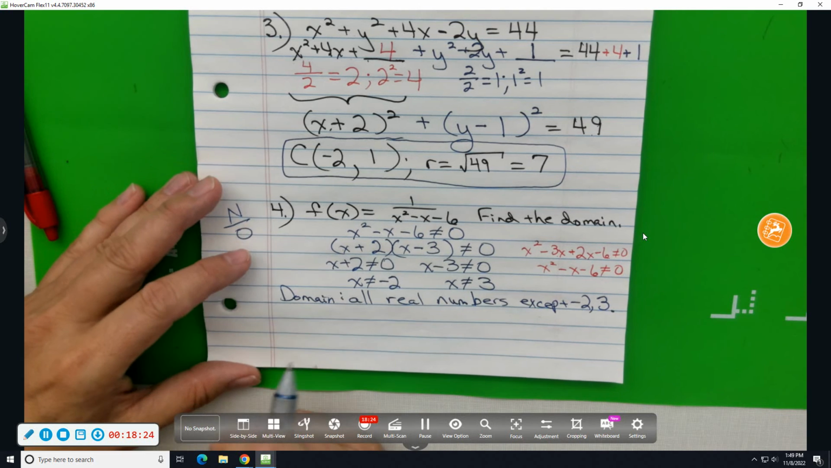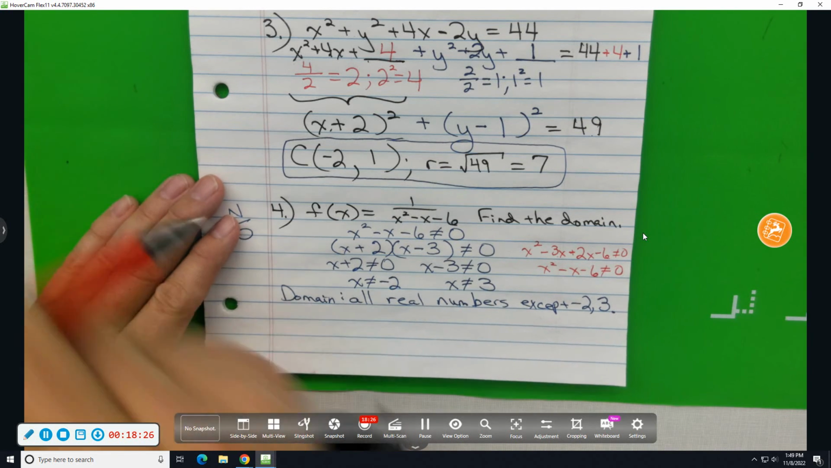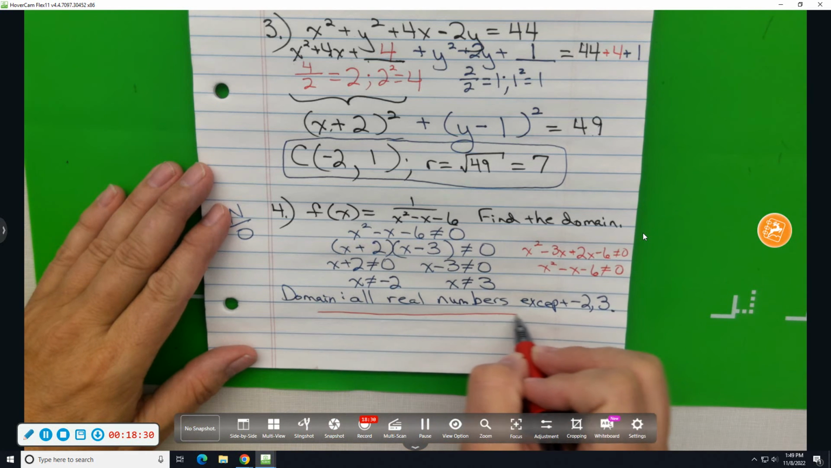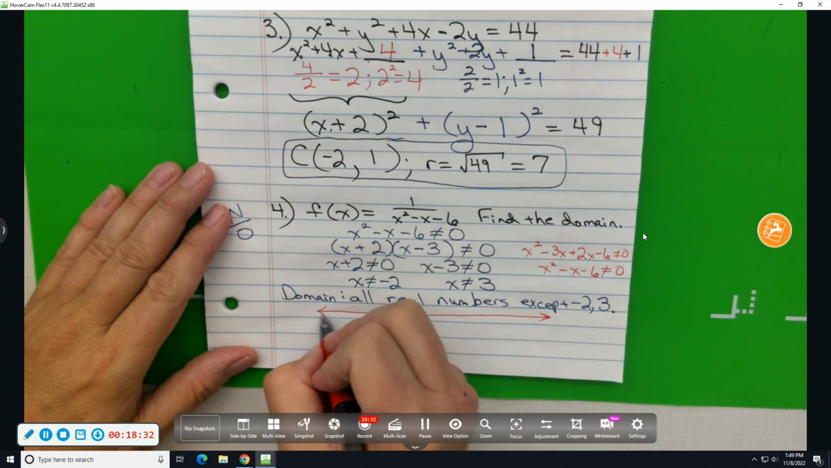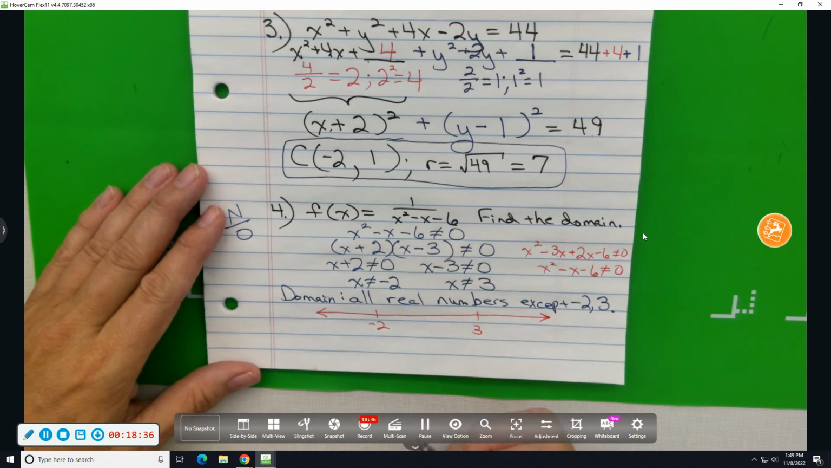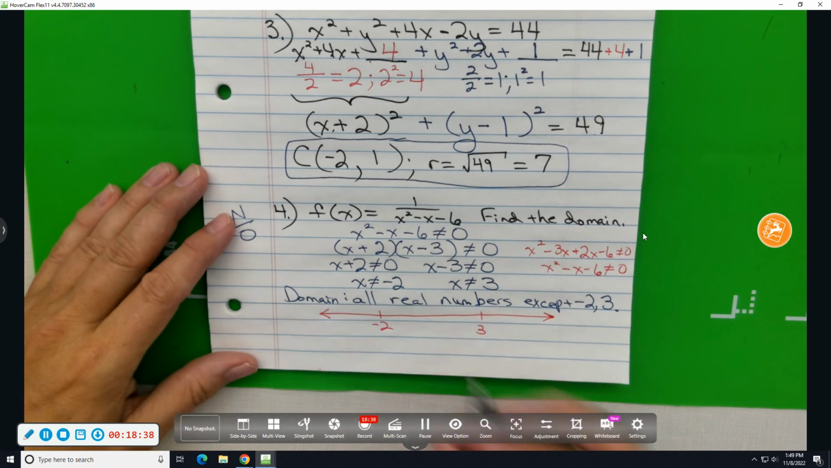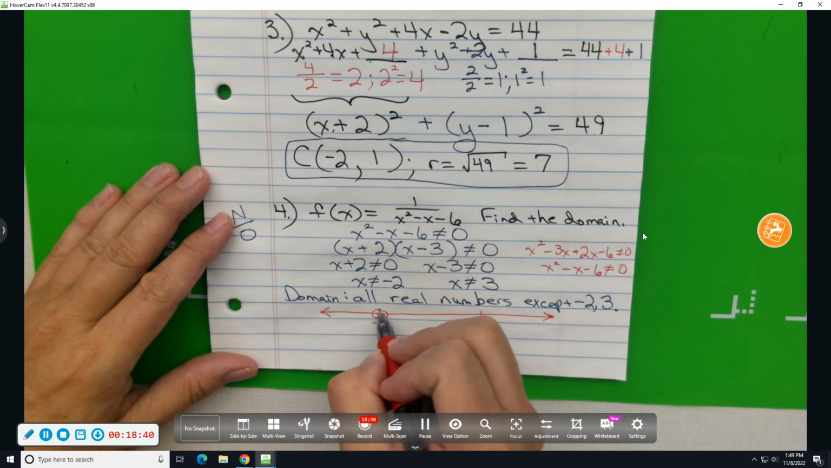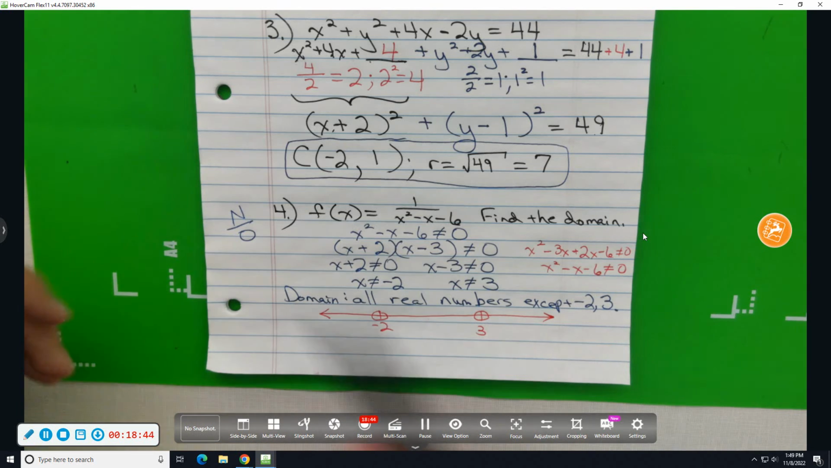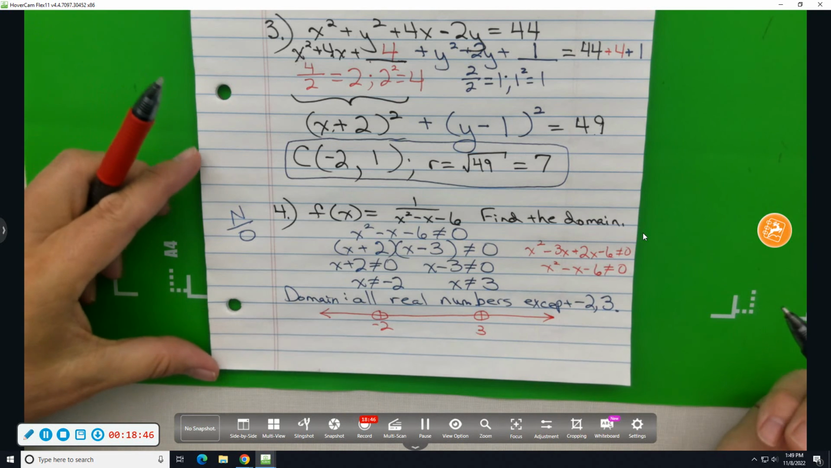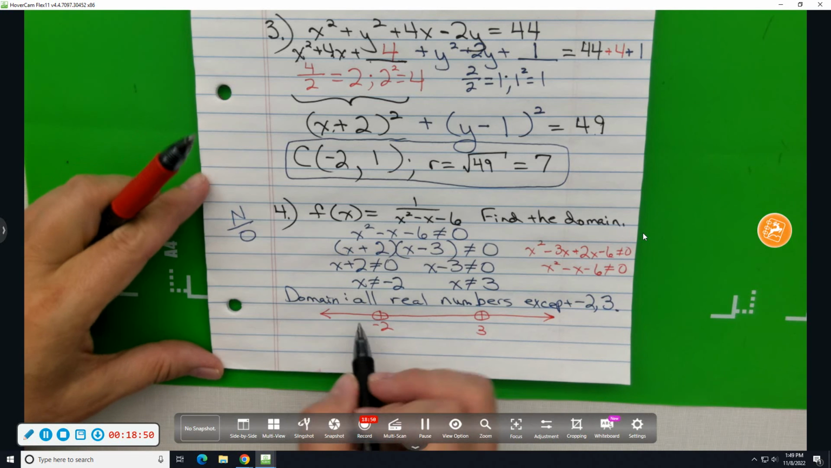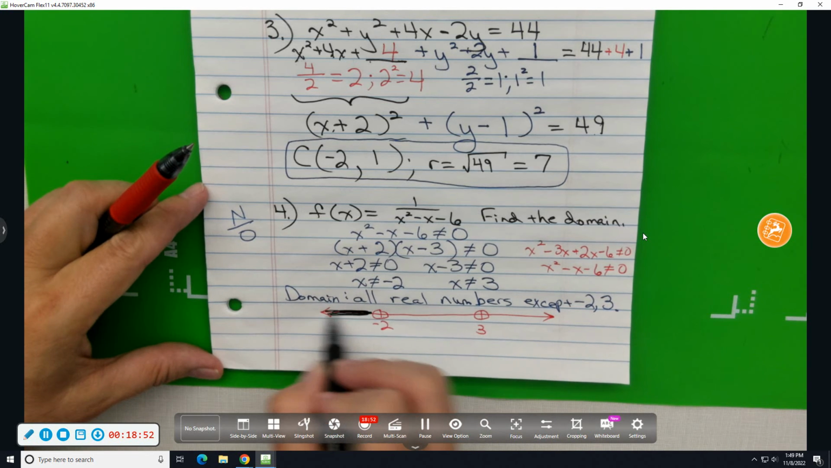But that's not how my lab wants it. They want you to give the domain in interval notation. So, negative 2, positive 3. Think of a number line. You can't have negative 2. You can't have positive 3. Those are like those denominator cut points with the cut point method. You always label them with open circles. You could have anything over here.